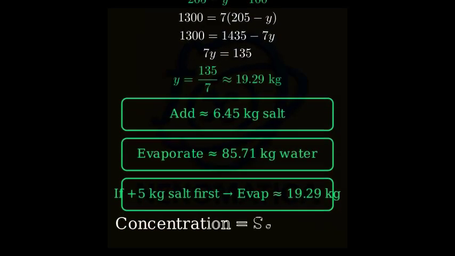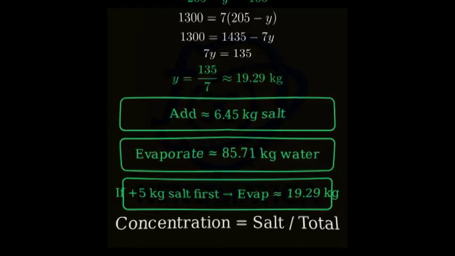The key idea is that concentration equals salt mass divided by total mass. Adding salt changes both the numerator and the denominator, while evaporation reduces only the denominator. Use that relationship to set up an equation and solve for the unknown change.